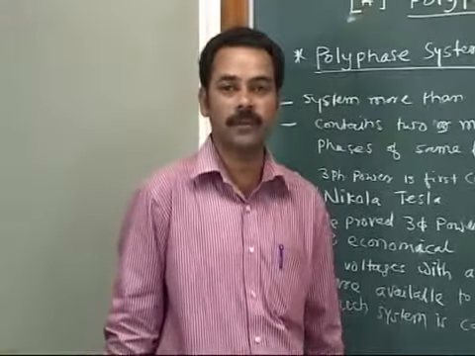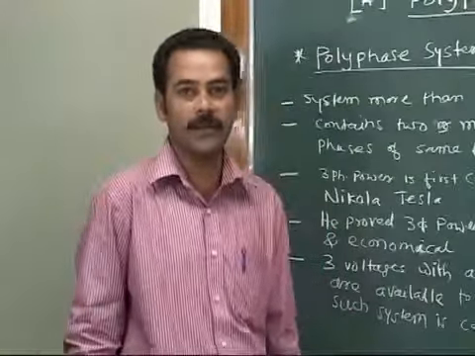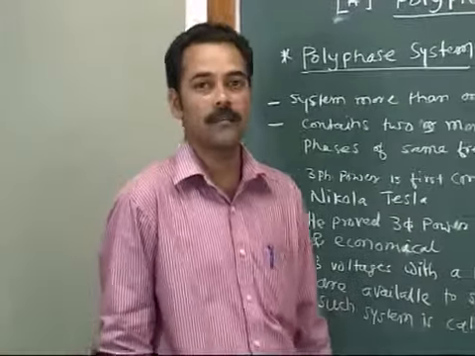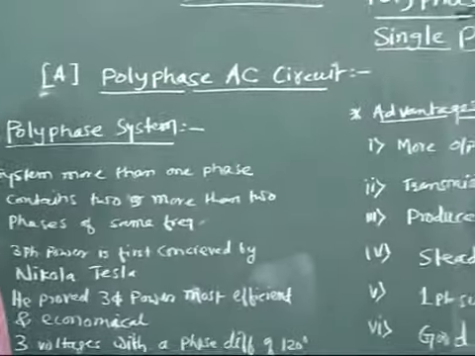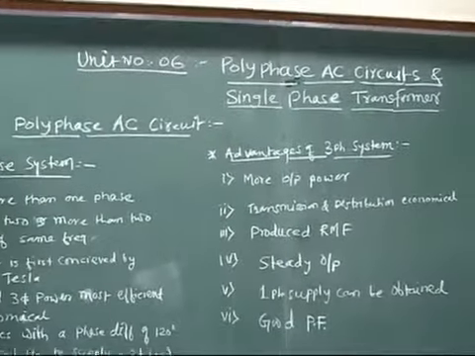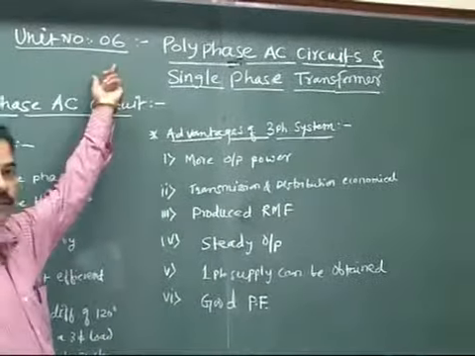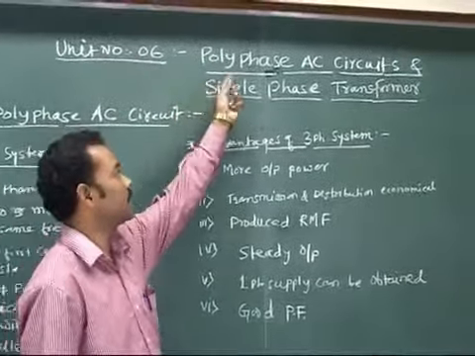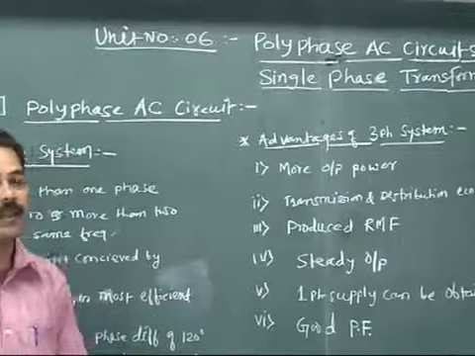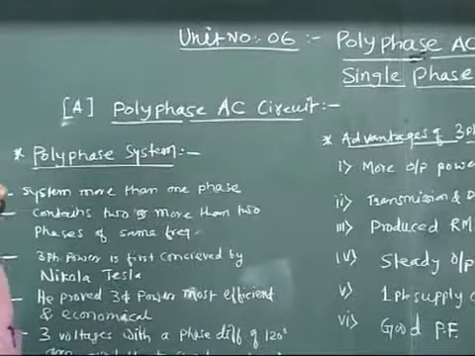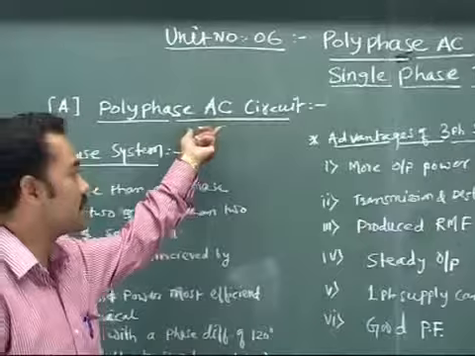I am going to teach you the subject Basic Electrical Engineering, and today we will see unit number 6, called Polyphase AC Circuits and Single Phase Transformer. In this unit number 6, two parts are there. One is part A, called the polyphase AC circuits, and part B is single phase transformers. Okay, so how the polyphase AC circuits?